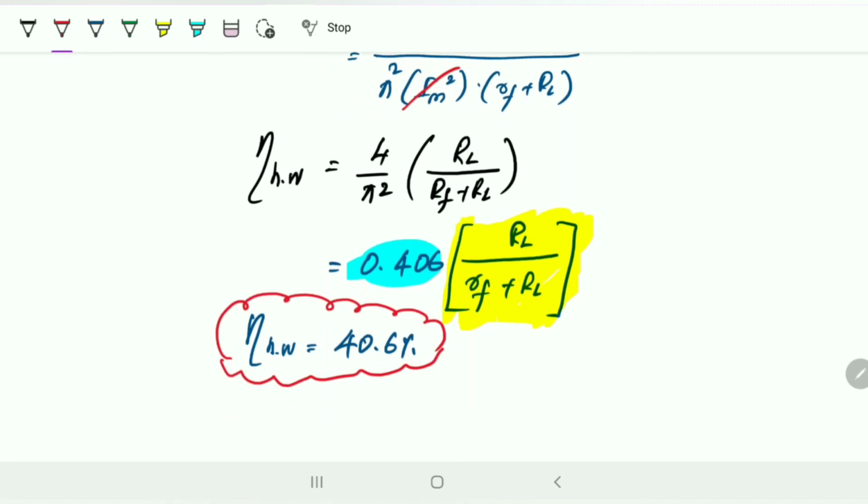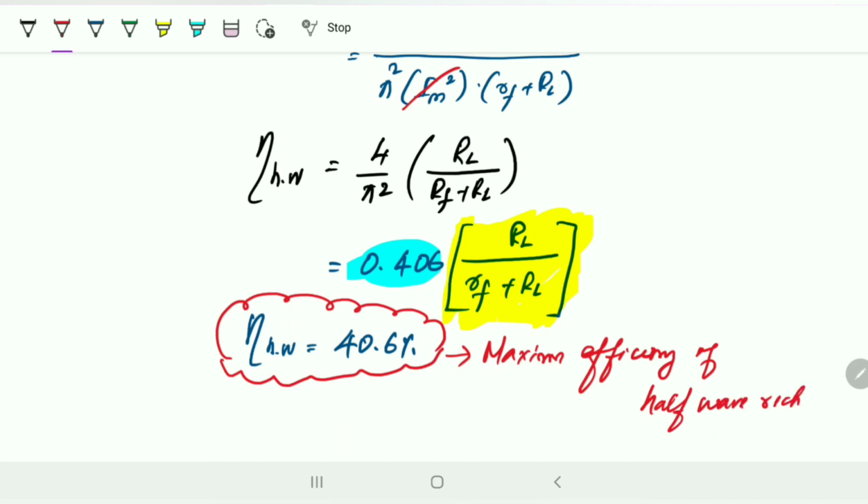This is the maximum efficiency of the half wave rectifier. Whatever you do, you cannot achieve more than 40.6% efficiency for the half wave rectifier. That's why I told you the efficiency is very low in the half wave rectifier. That is the only reason.